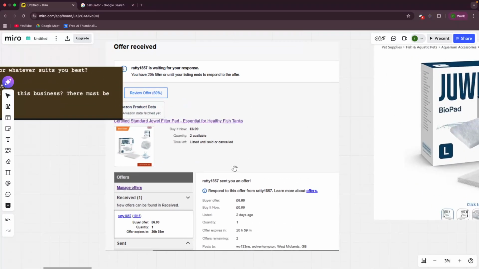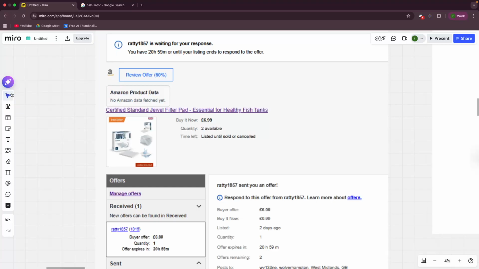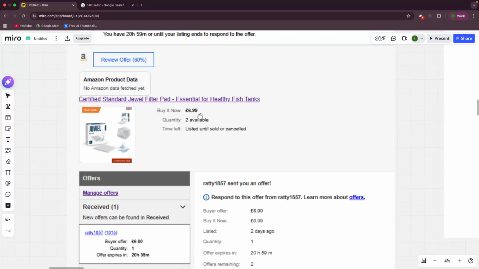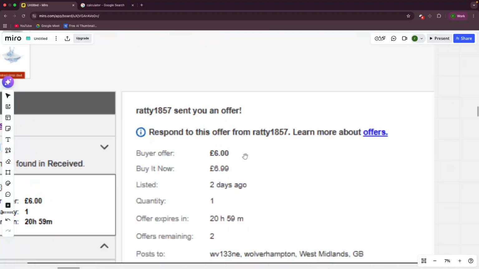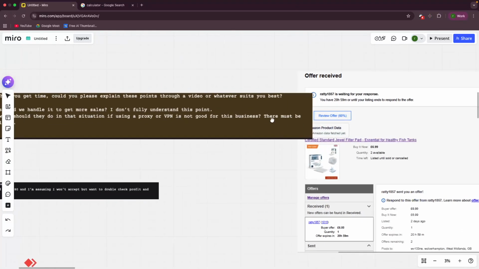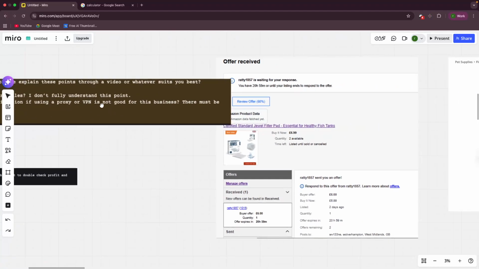I have an item here. I'm going to try and get rid of this. Okay, so I have an item here. £6.99 is the sale price. Somebody's offered £6, so they're trying to get a discount for 99 pence, right? And the first person here is asking, how should we handle it to get more sales?